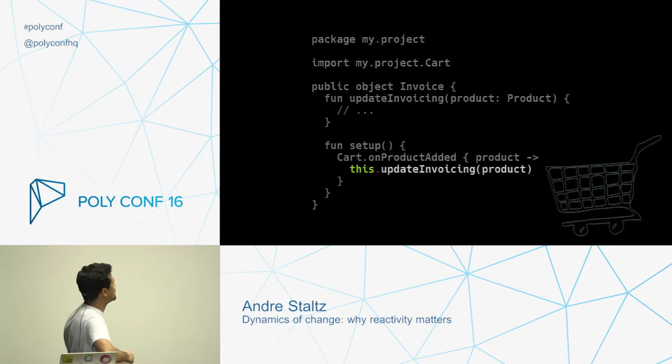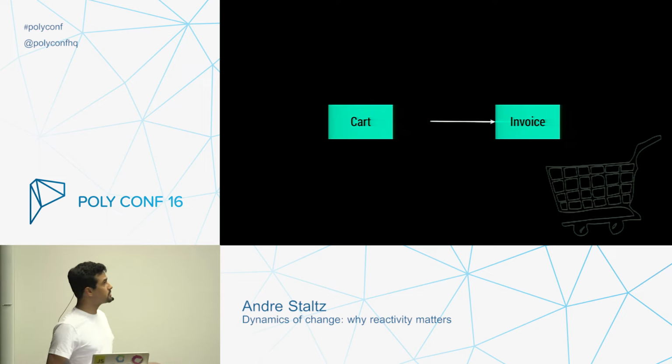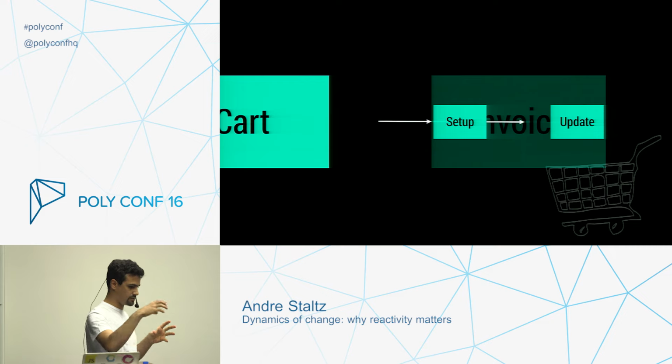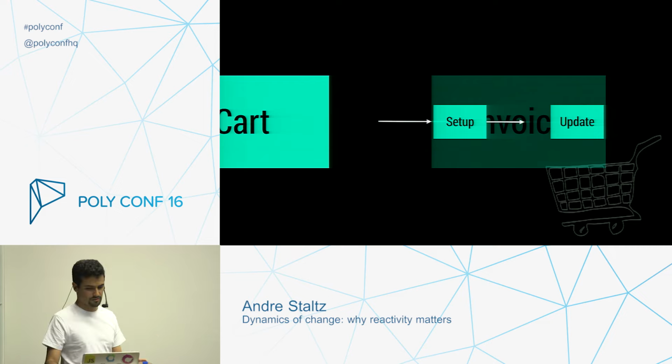So what is really going on here? Because I have a remote update, right? The thing is, it looks reactive, okay? The invoice is reacting to the cart. It is. But when you look deeper, inside the invoice, it's just the setup phase that's reacting to the cart, but inside that class, I'm still updating some other part, let's say some member of that class, right?